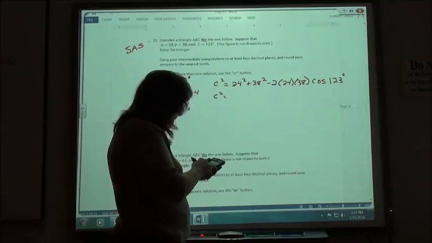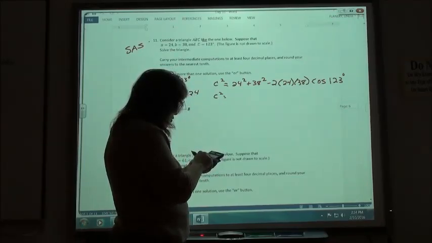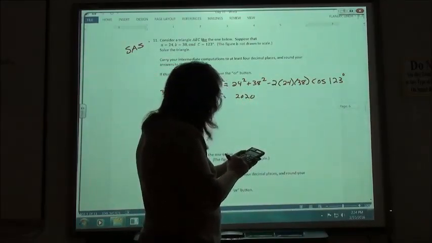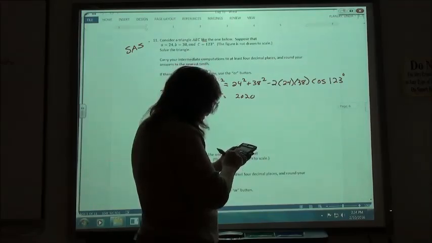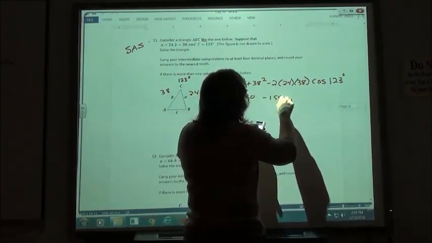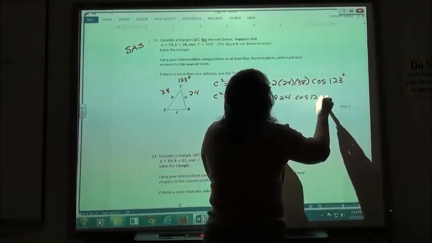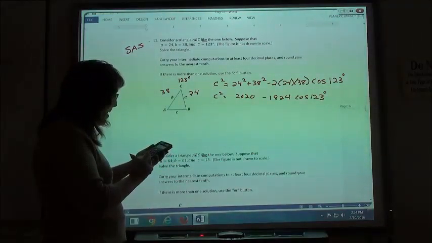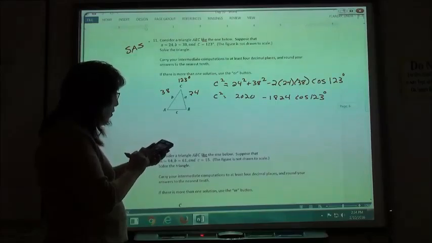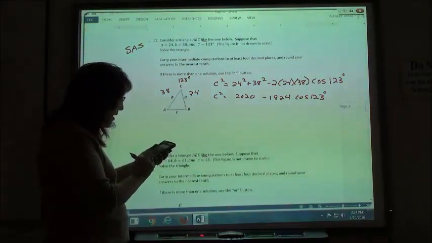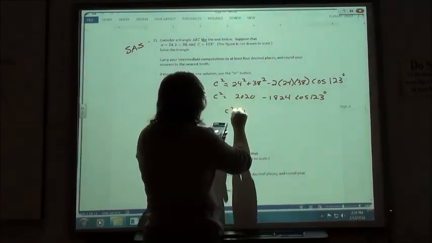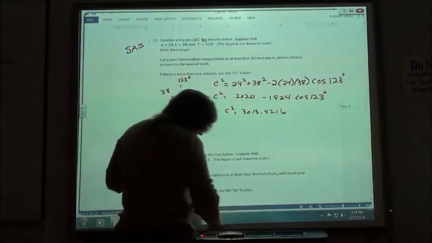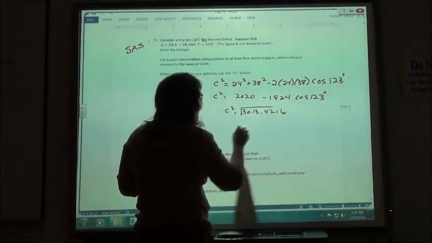24 squared plus 38 squared is 2020. Minus 2 times 24 times 38, minus 1824 cosine of 123. I'm just going to punch that in. So 2020 minus 1824 cosine of 123 gives me c squared equals 3013.4216. To solve that, since it's c squared, I would have to take the square root.